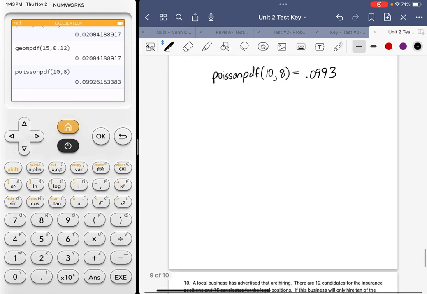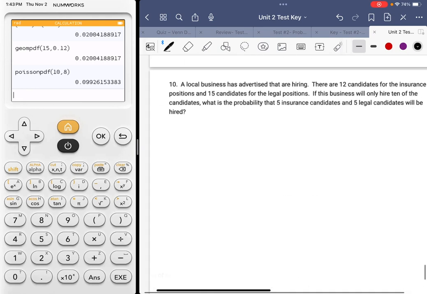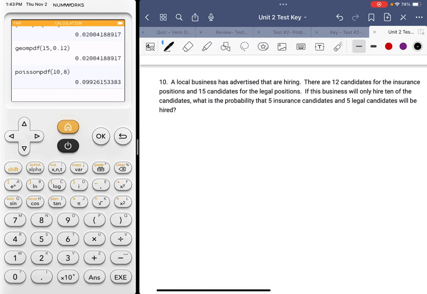So then number 10, a local business has advertised that they are hiring. There are 12 candidates for the insurance positions and 15 candidates for the legal positions. If the business will only hire 10 of the candidates, what's the probability that 5 insurance candidates and 5 legal candidates will be hired? All right, so we basically itemize it. It's not anything much more complicated than that.